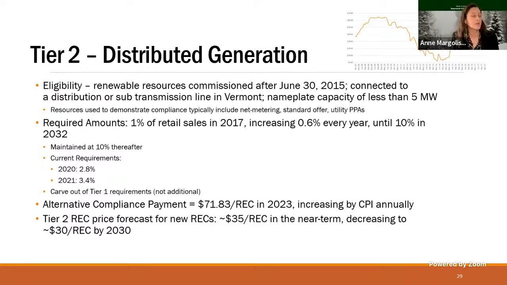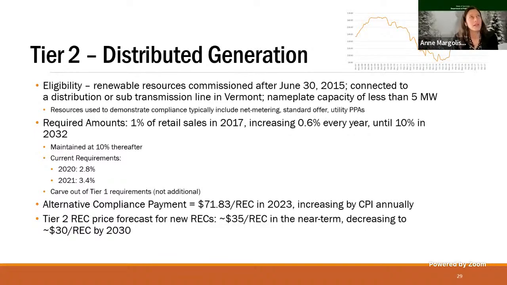The most recent forecasts that we have, or we check with utilities and other entities that are looking at REC price forecasts, are about $35 a REC in the near term, and then potentially decreasing a little bit as a bunch more resources come online.